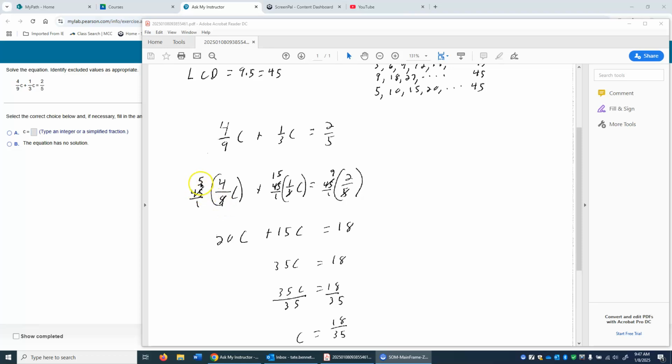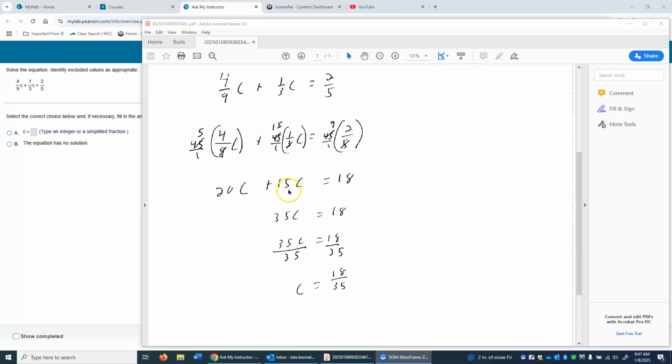9 goes into 45 5 times, 3 goes into 45 15 times, 5 goes into 45 9 times. Then you multiply what's left. 5 times 4 is 20, and we've got a C. 15 times 1, we've got a C also here. And 9 times 2 is 18. There's no C on this side.